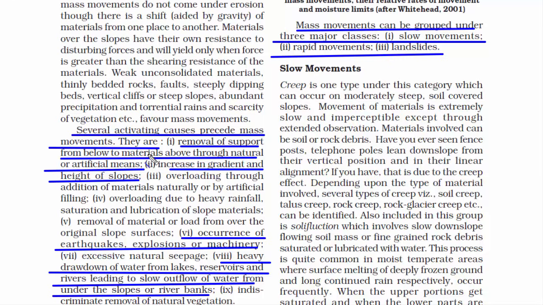The fifth reason is heavy drawdown of water from lakes, reservoirs, and rivers, leading to slow outflow of water from under the slopes of river banks. Flowing of water will lead to gully formation. Continuous pouring of rainwater will cause gully formation on these slopes, which will eventually cause soil erosion. So these are some of the ways that activate mass movement, or in other words, a landslide.